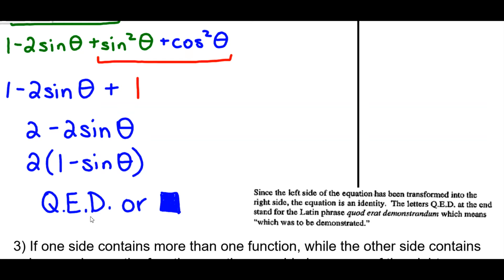Now, some students will use QED. Another thing that is used often is a square that's colored in. I don't care which one of these you use at the end of an identity, but you should put one of them at the end. It seems silly right now to put something like this, but as you work through this unit, I think you'll find that sometimes writing that QED or putting that square and coloring it in is very much a celebration at the end of an equation.